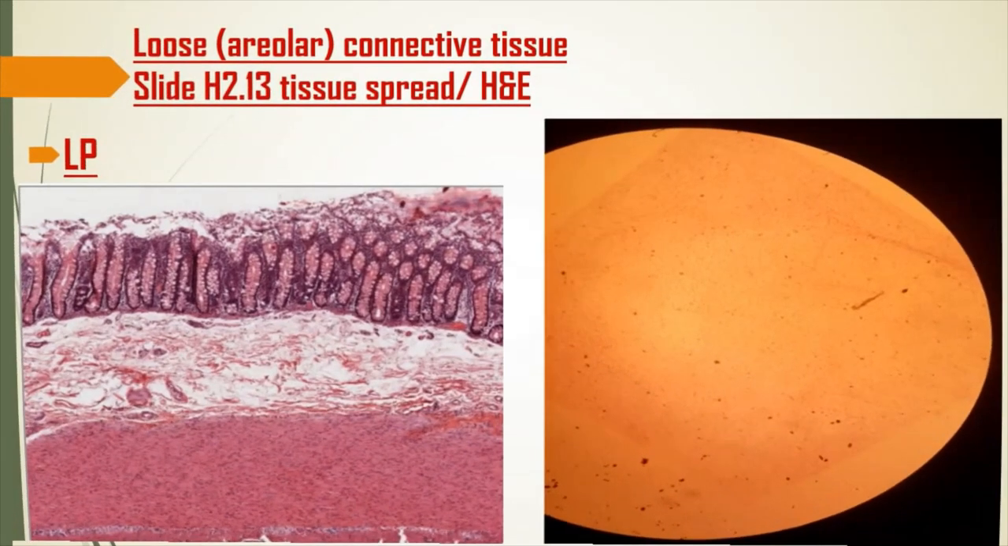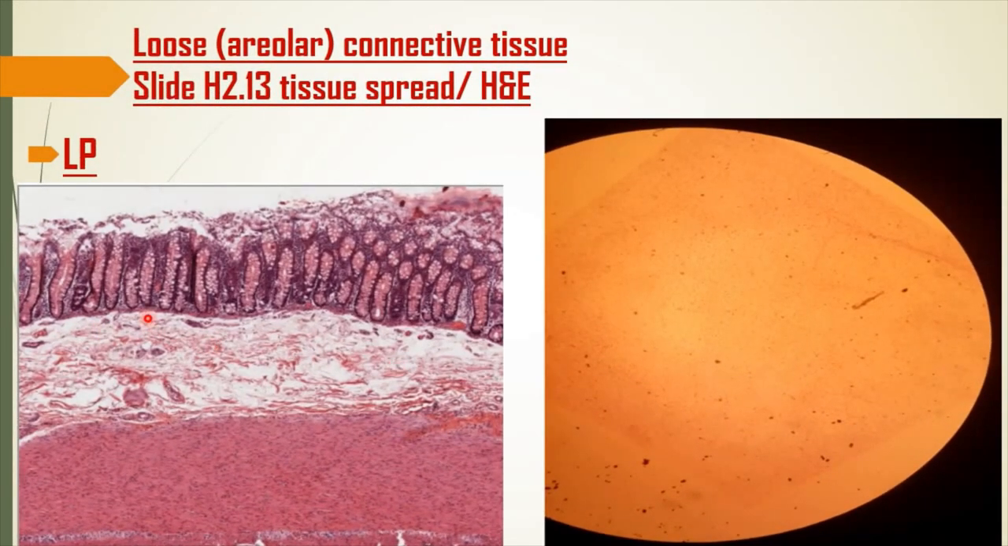This is the low power. This is the loose areolar connective tissue, this part here. These are the glands that are found in the ileum, simple tubular glands that we saw when we were doing exocrine glands. Beneath this epithelia, you have the loose areolar connective tissue. This is low power, so you can't really appreciate it. Let's go to high power.